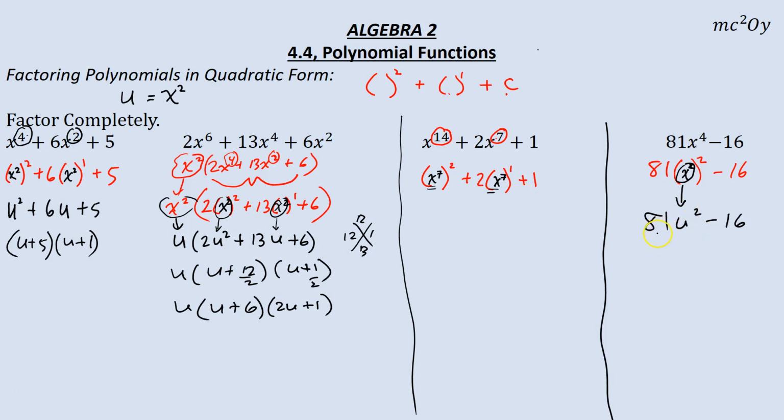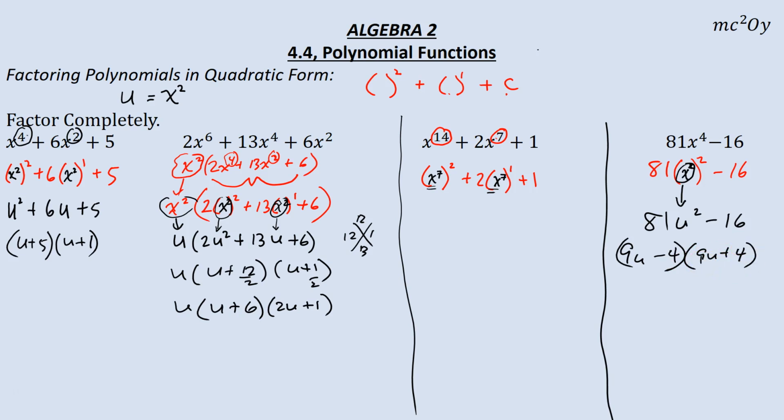Here, this is a difference of two squares. This is a perfect square, and this is a perfect square. So I have 9u minus 4 and 9u plus 4.